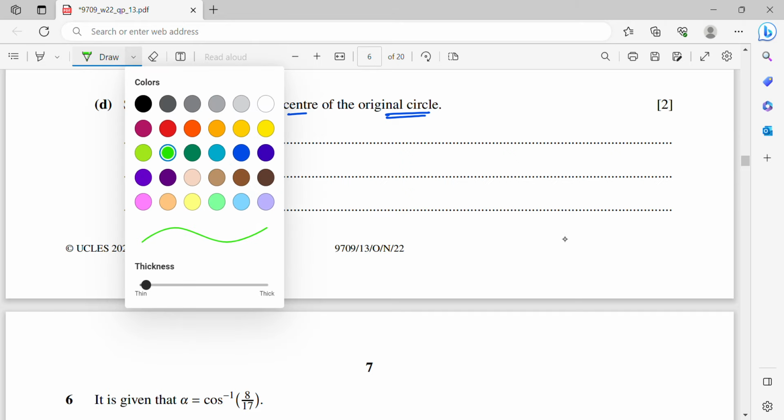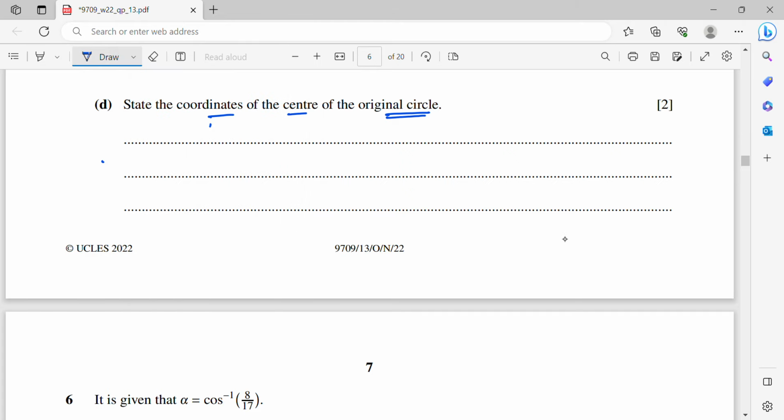So here you can just write 1 and 5. That's it.